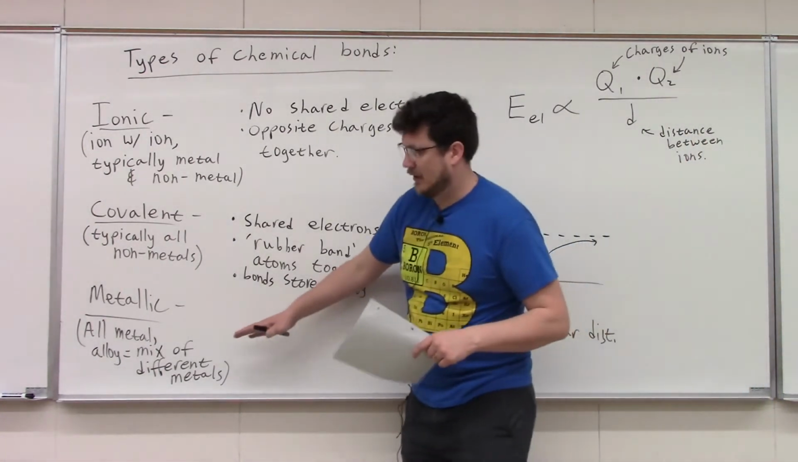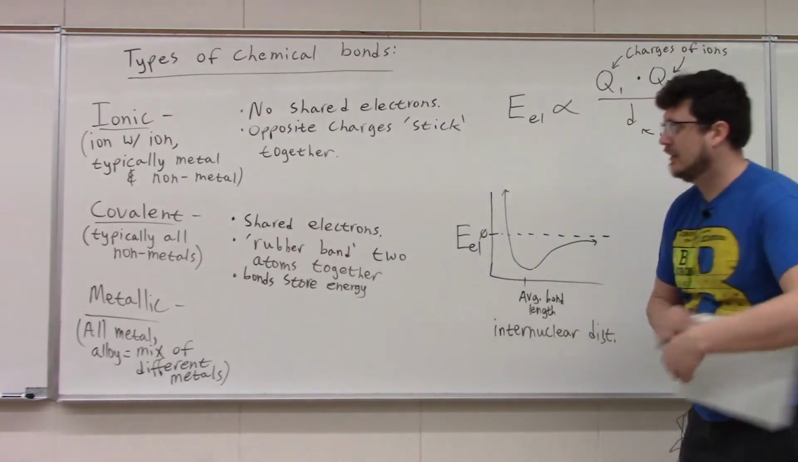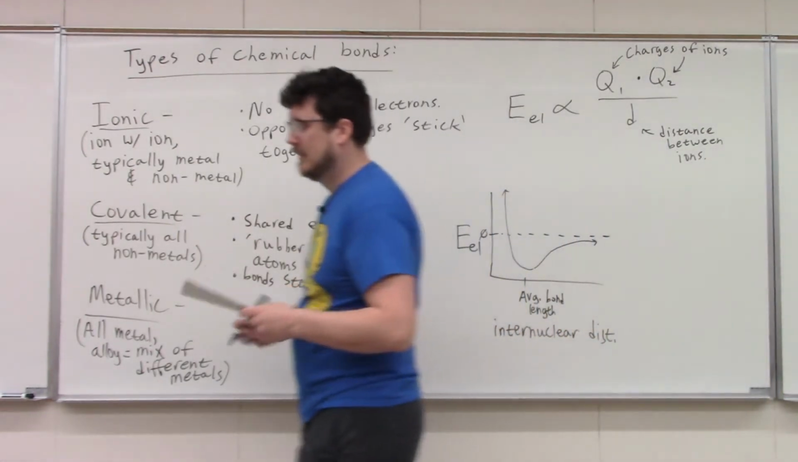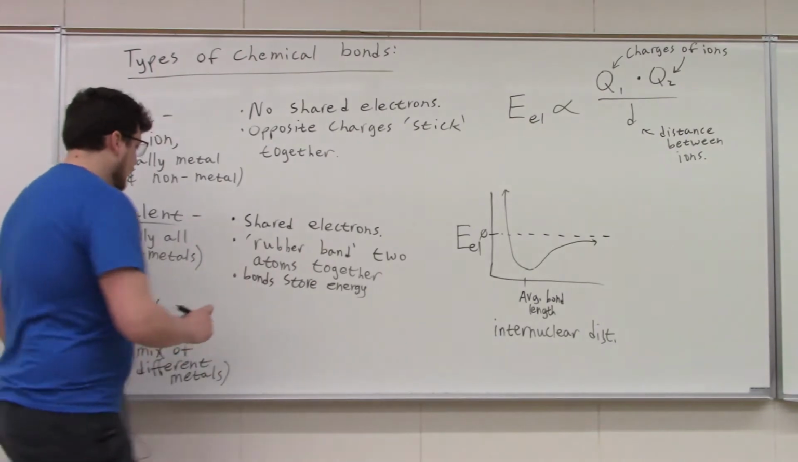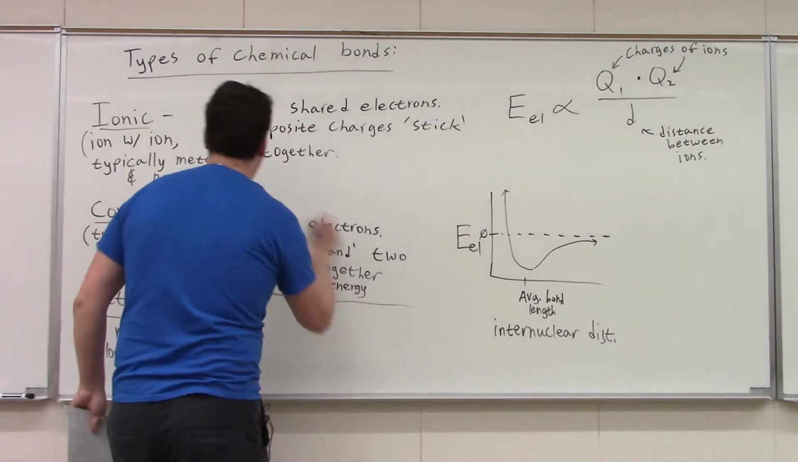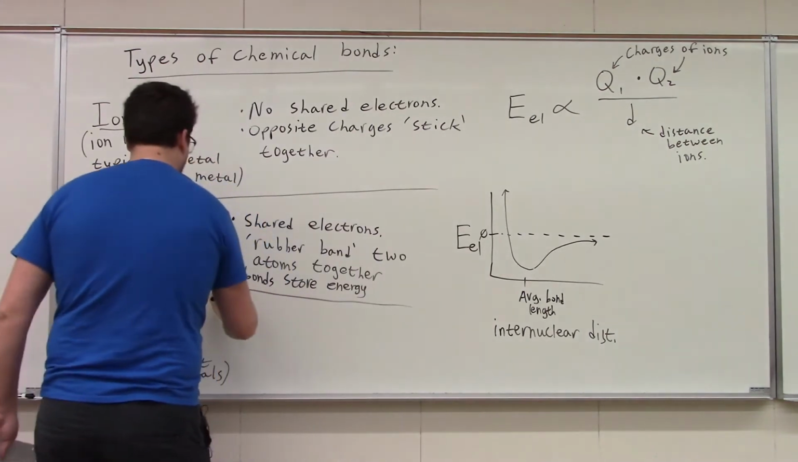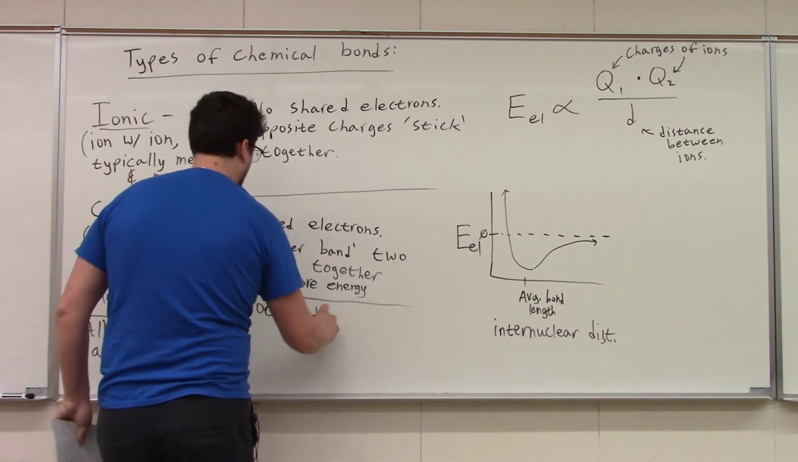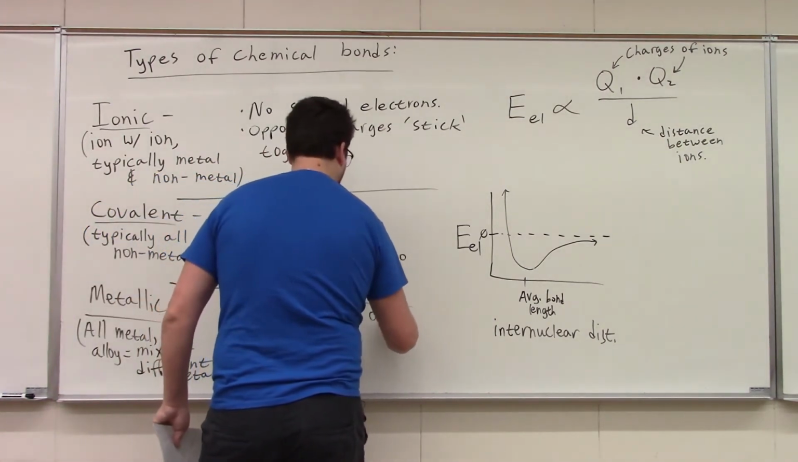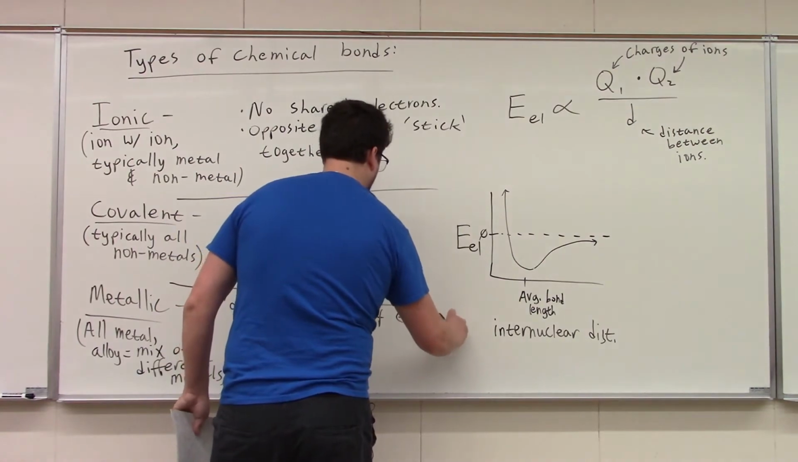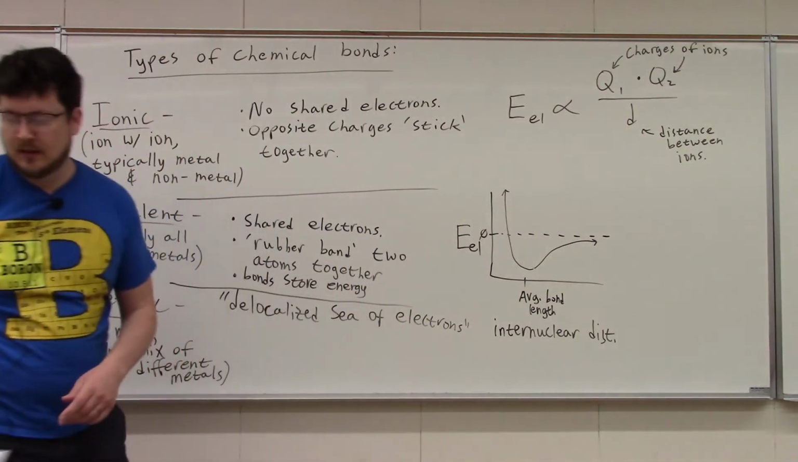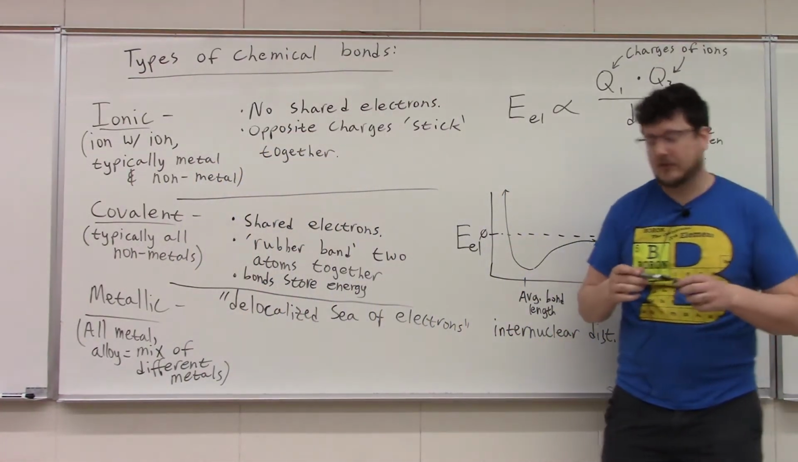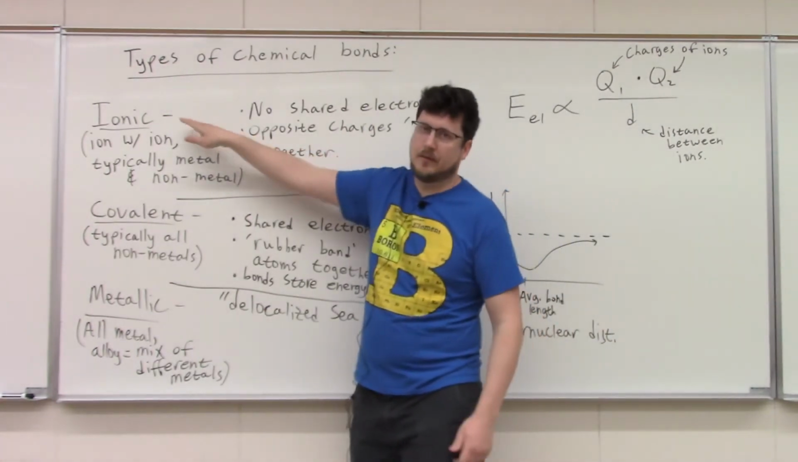All right, so the last one, metallic. So all metals kind of share electrons. The way this is often described is a delocalized sea of electrons. We'll break this down. So what does that mean? Well, metals typically form cations. They typically dump electrons the second they have the opportunity to form an ionic compound.